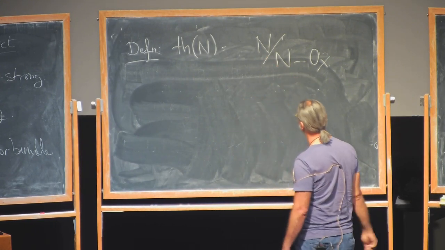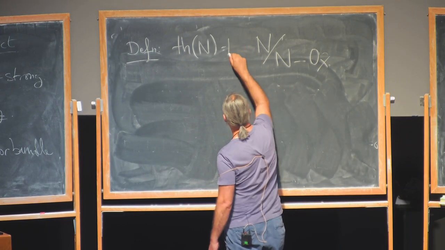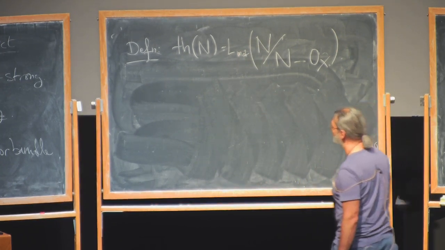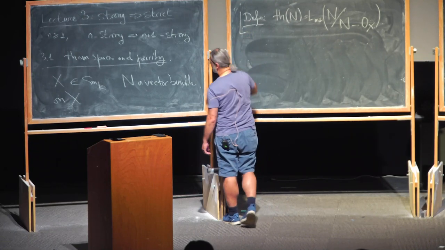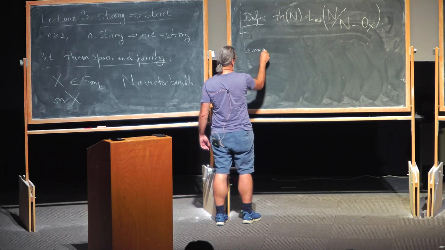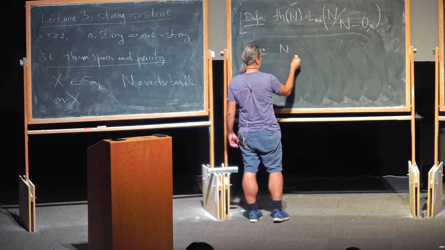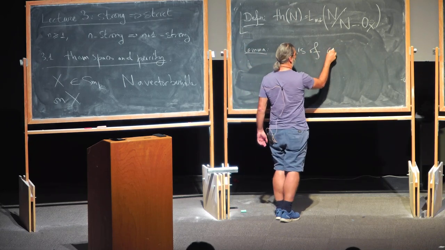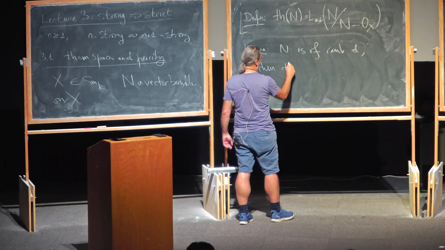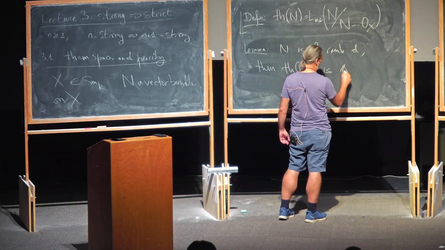Similarly for N minus zero. And this is the quotient in the category of sheaves. Then I'm looking at the motivic localization of this object. This is the Thom space of N. What we need to know about this is the following fact, maybe a lemma: if N is of rank d, then this object is A1 d-connective.